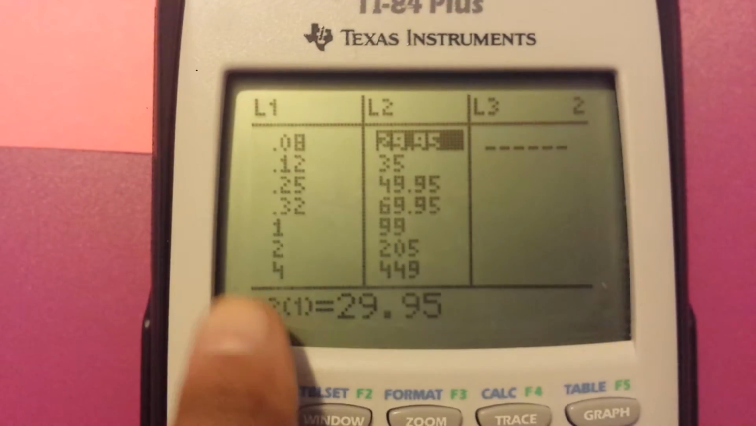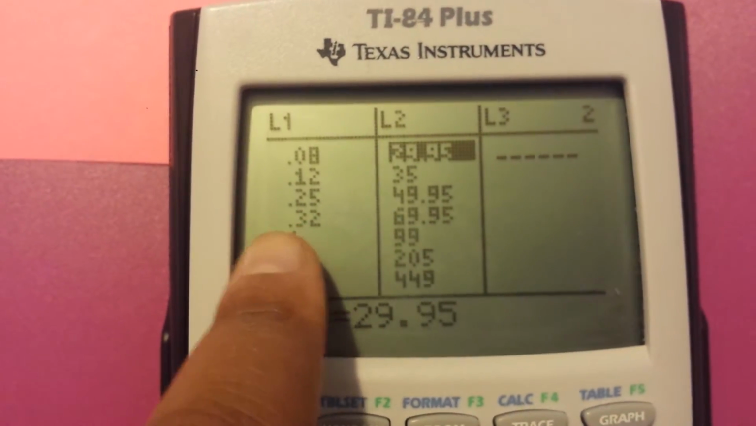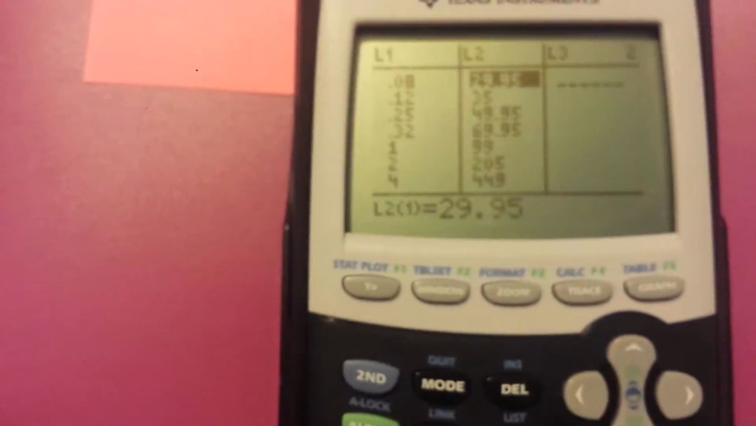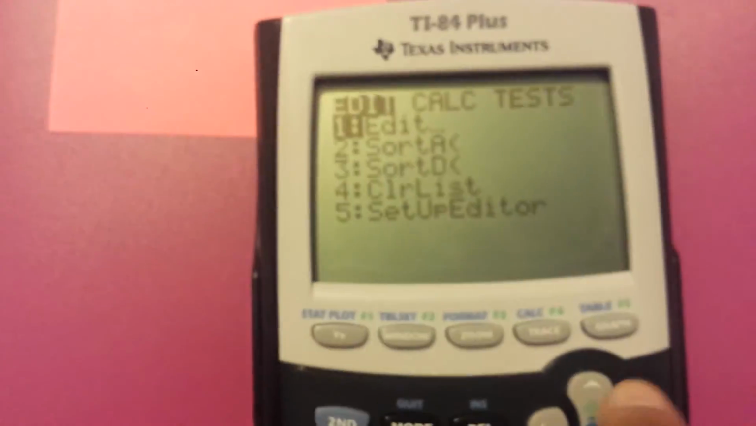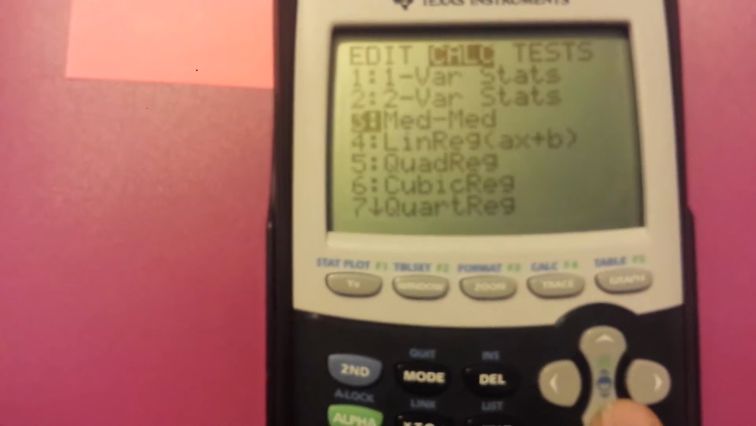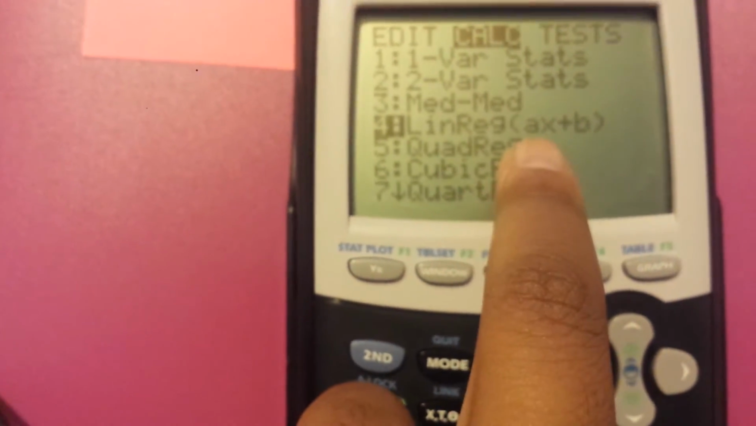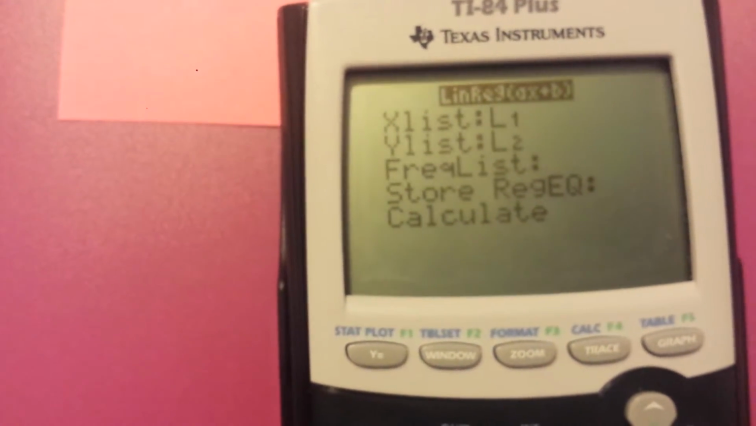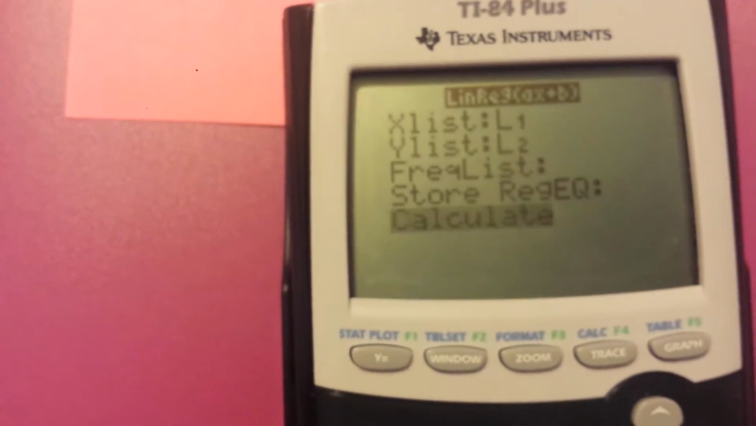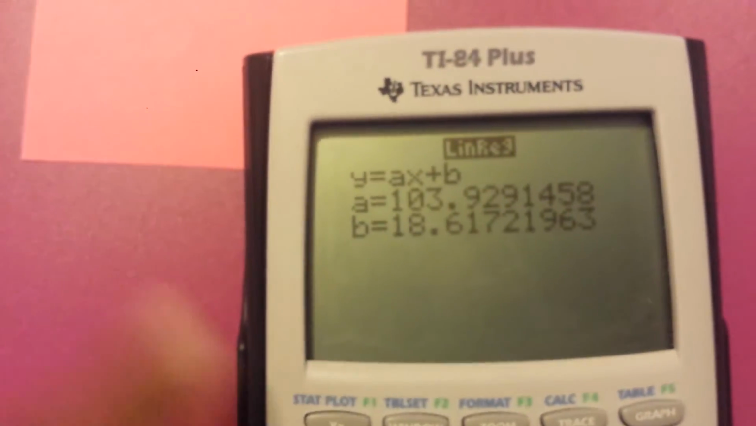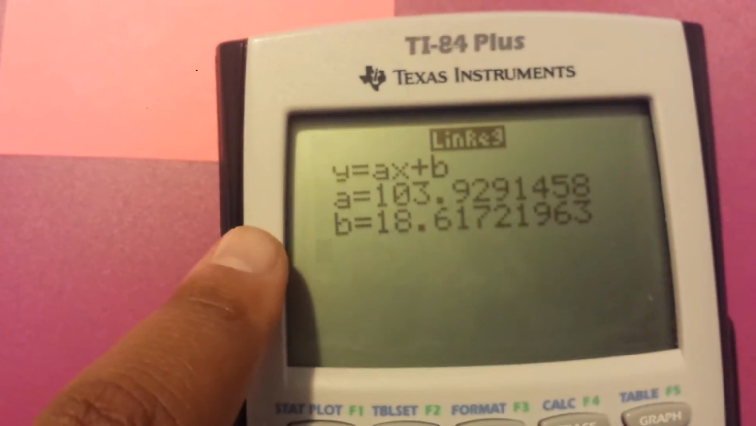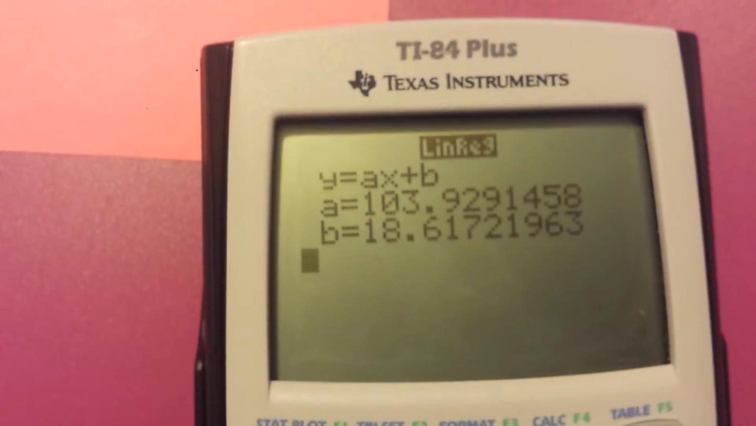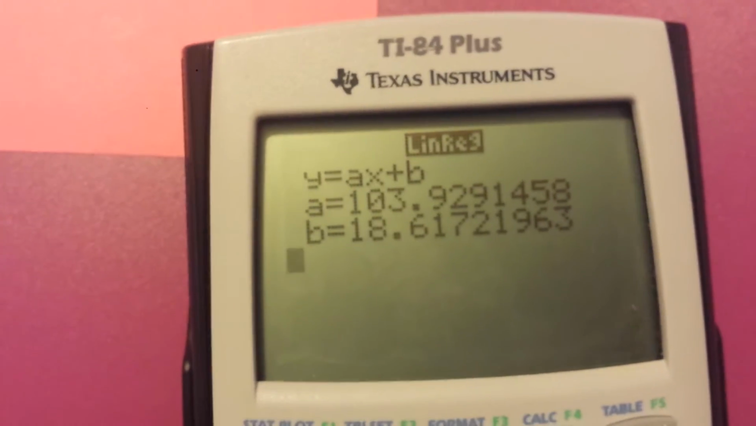To check our equation, I plugged the numbers that were given to us into list 1 and list 2. Now to find out whether our equation is right or not, we go to Stat, go to Calc, and we go to 4, which is LinReg, and it says ax plus b, and we press enter. You want to make sure that your x list is list 1 and your y list is list 2. Now when you calculate that, you get what we said. You get y equals 103.929x plus 18.617.